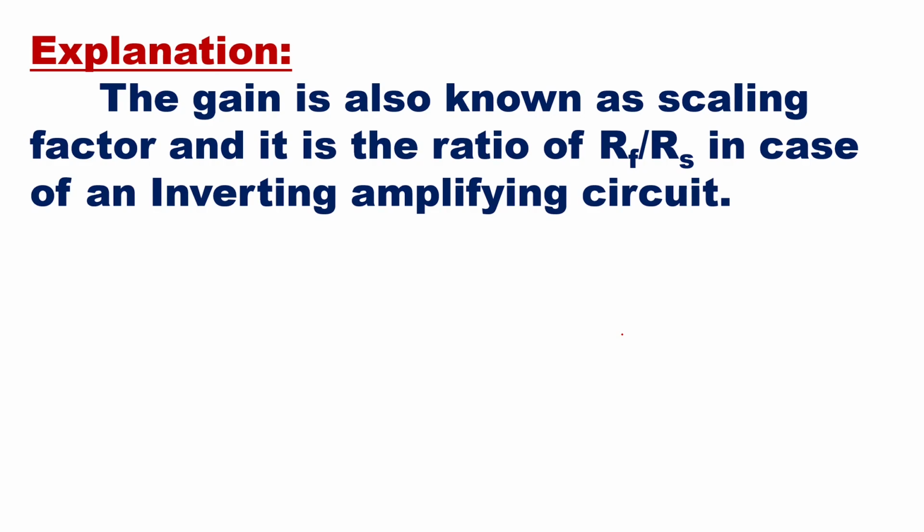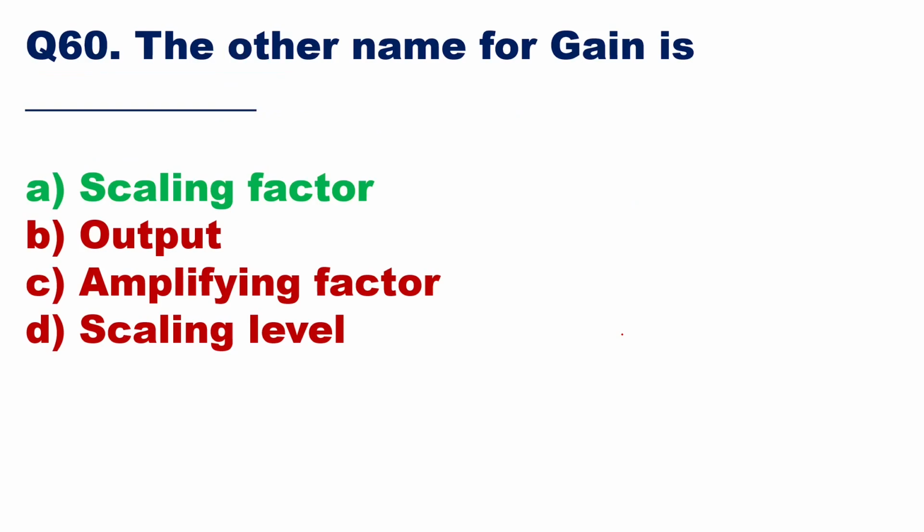So this is a scaling factor, that how many times you want the output more. Okay, so that depends upon the resistances what you connect in the feedback and the source of that particular amplifier circuit. Okay, so here the gain is also known as scaling factor. So the other name for gain is scaling factor. So option A will be the right answer here.